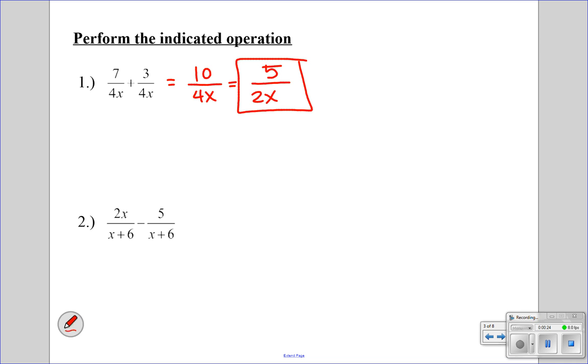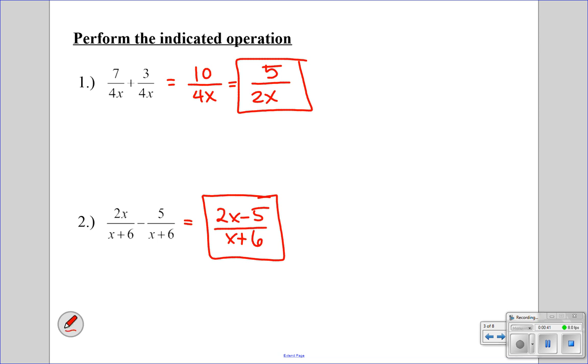And we are finished. For our next one, we have the same denominator as well, so we subtract the top. 2x minus 5 all over x plus 6. Neither of these can be factored or simplified, so we are finished with this one.